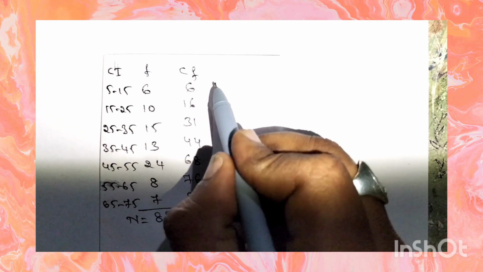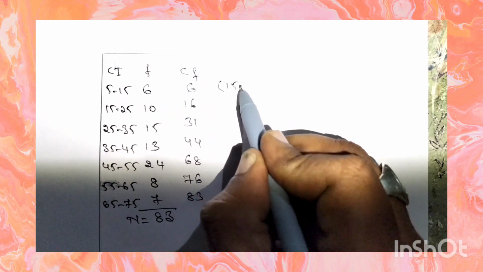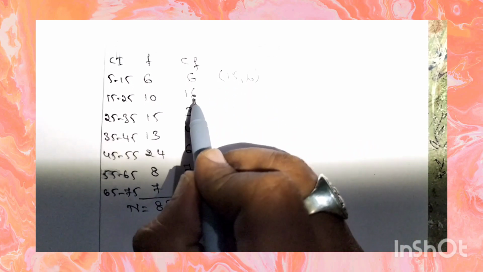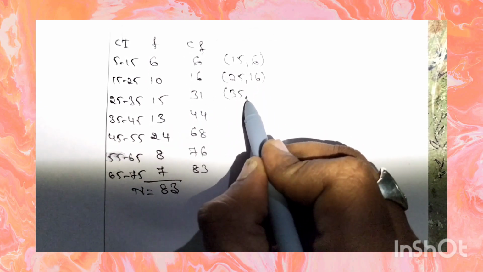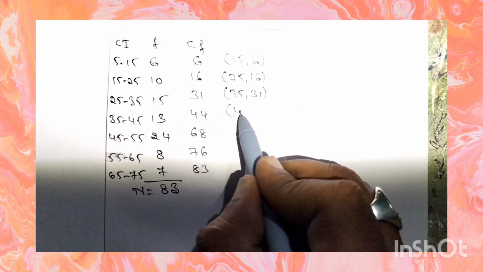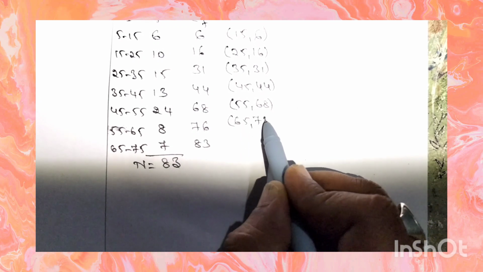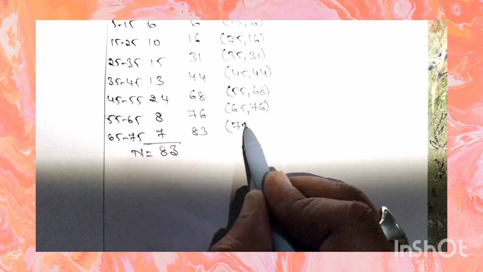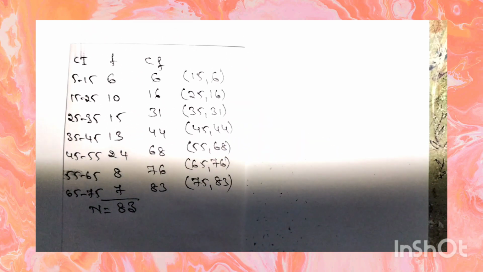So now let us write the x and y. Less than ಆಗಿರೋದ್ರಿಂದ you have to take the upper limit. Upper limit ಅಂದರೆ 15, 6, then 25, 16, then 35, 31, then 45, 44, then 55, 68, then 65, 76, then 75, 83. So for this one we have to draw the Ogive graph. ಇದಕ್ಕೆ ನಾವೀಗ Ogive graph ಅನ್ನು ಡ್ರಾ ಮಾಡಬೇಕು. So let us draw the Ogive graph for this one.